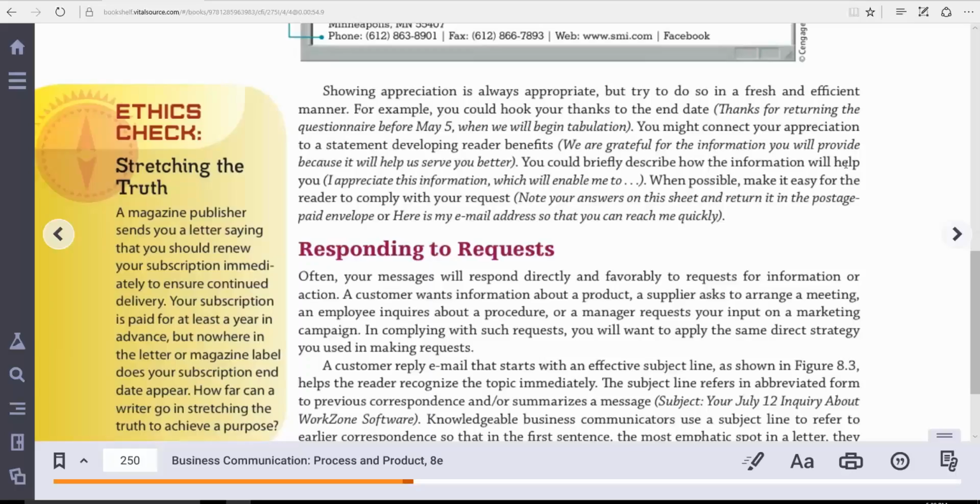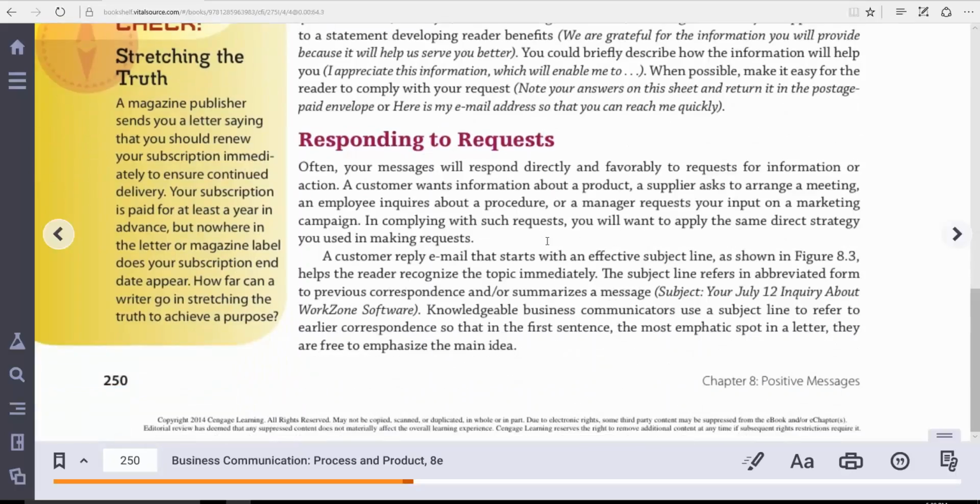You could briefly describe the information will help you. I appreciate this information, which will enable me to do whatever. When possible, make it easy for the reader to comply with your request. And responding to requests.